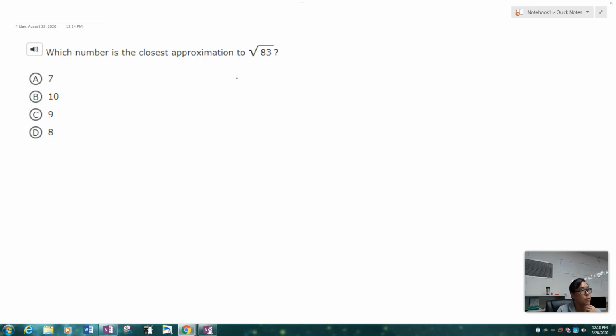Approximating square roots. So where is the square root of 83? In order to do that, first of all, we need to find perfect squares around 83. 9 times 9 is 81, and 10 times 10 is 100. So the square root of 83 should be in between the square root of 81 and the square root of 100.